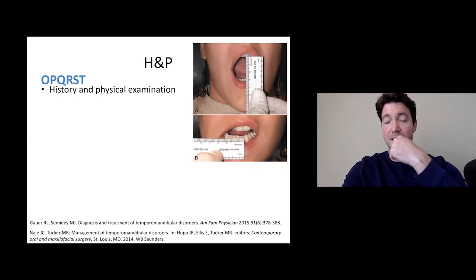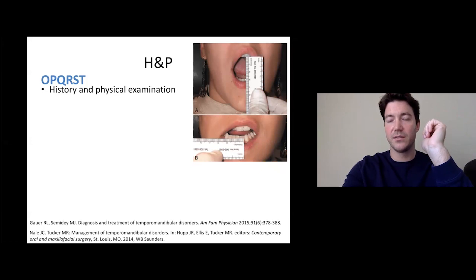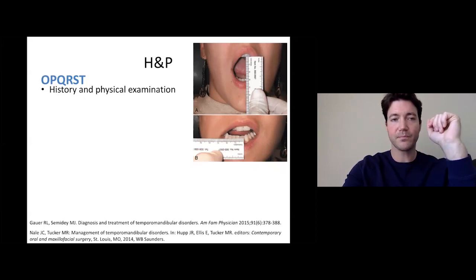Just choose the midline between the lower centrals and measure to the midline from the upper centrals. As long as you have a standard reference point, then you can measure that movement, and then get protrusion as well. So maximal opening, lateral excursive movements, and protrusion.